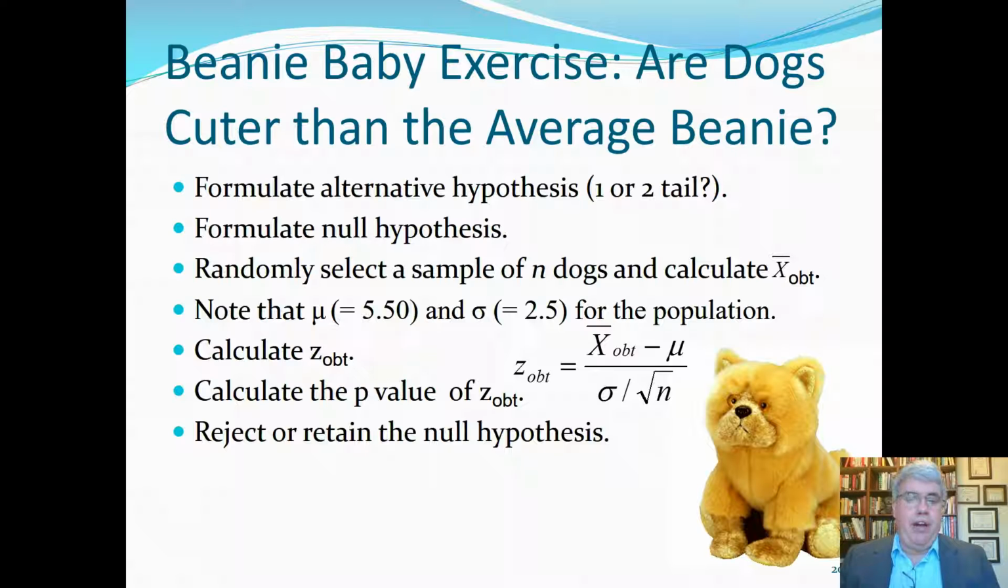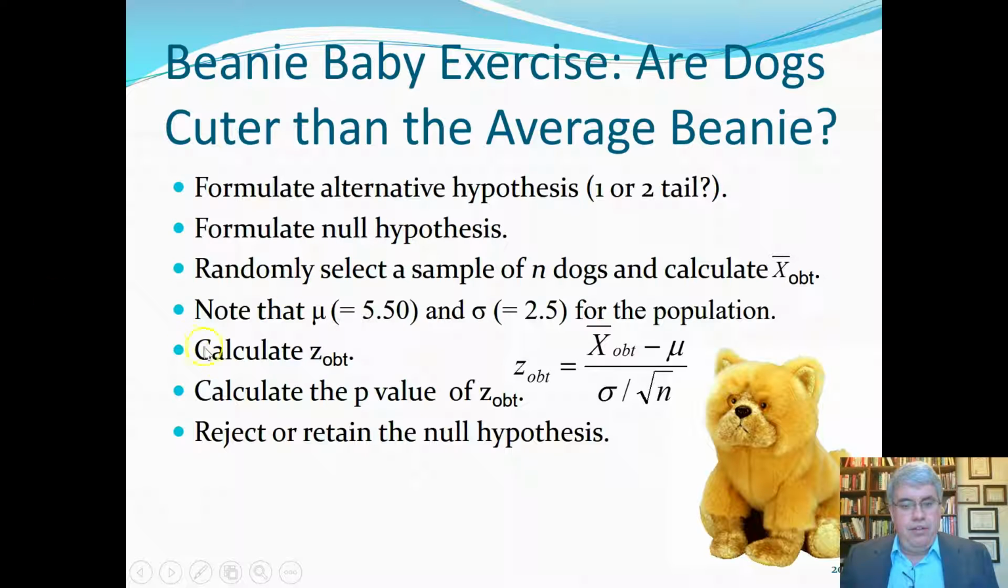And we already have the cuteness for the population. That was actually because I defined how the distribution was going to go. In measuring the mean of many Beanie Babies, hundreds of Beanie Babies, I gave people scores where the mean had to be 5.5 and the standard deviation 2.5, and that's how I was using that same system for the others. So we know what the mean and the standard deviation is for the population.